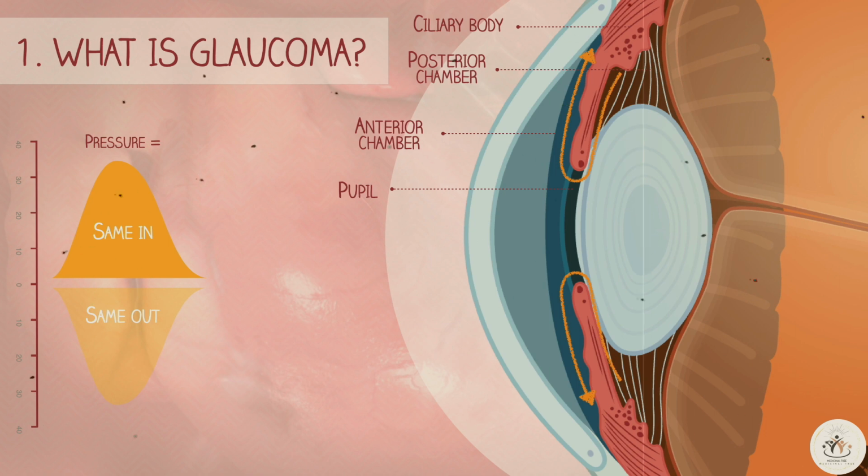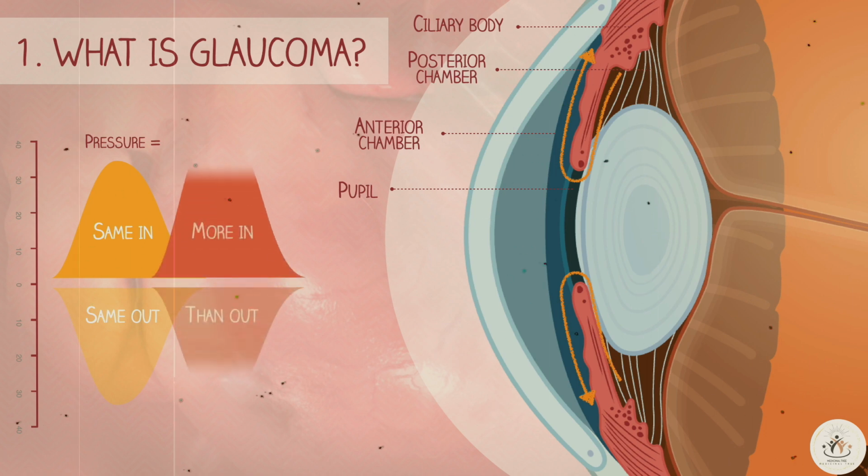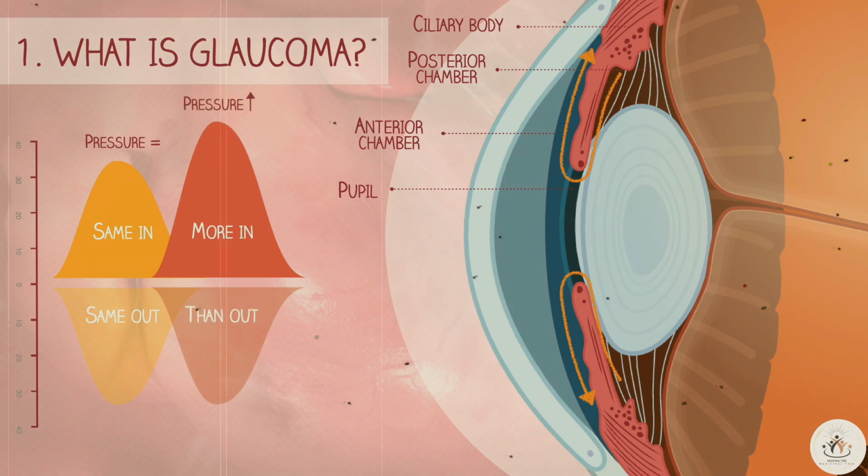However, if the drainage angle is not working properly, fluid builds up, and the pressure inside the eye increases, which may damage the optic nerve.